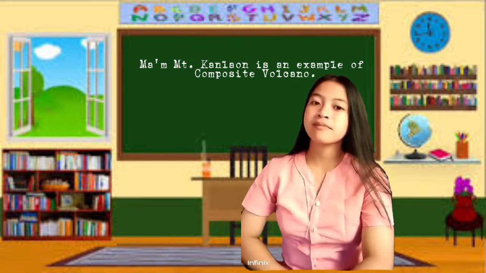Calvin, Mount Canlaon is example of what type of volcano? Correct. Because Mount Canlaon is an active stratovolcano and the highest mountain on the island of Negros in the Philippines. Second one, Tricia, Mauna Kea or what we call MK is example of what type of volcano? Yes, correct. Because it is almost exclusively basalt, a type of lava that is very fluid when erupted.